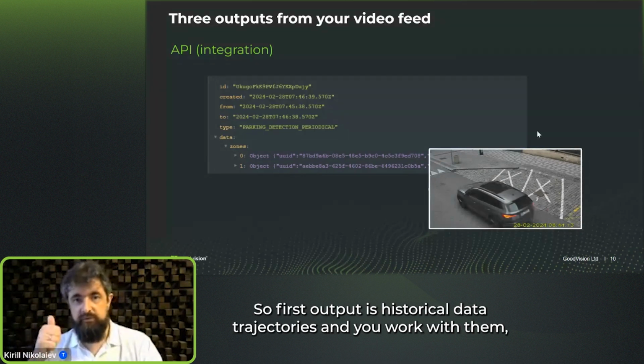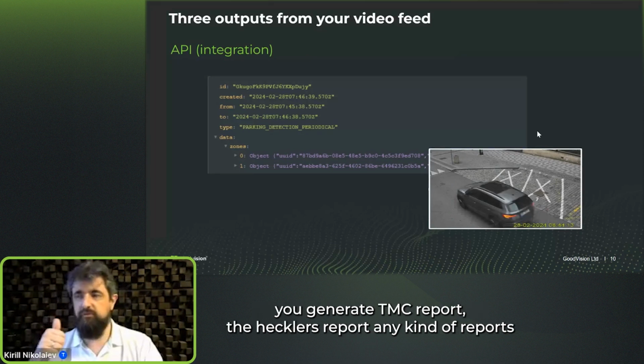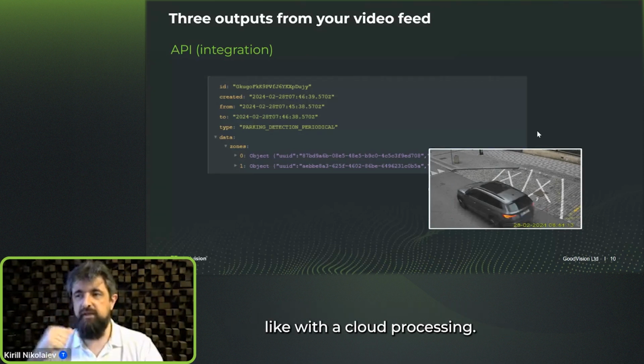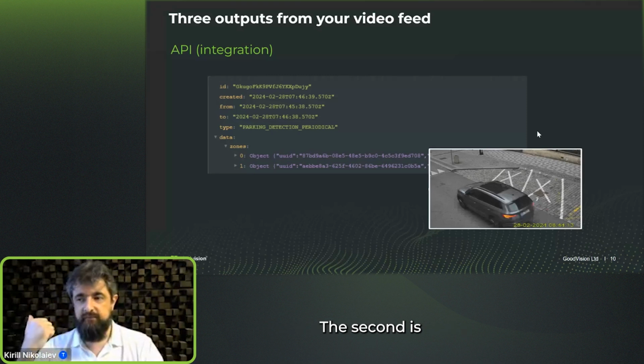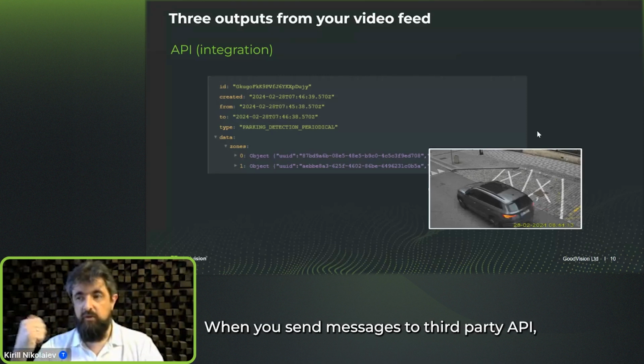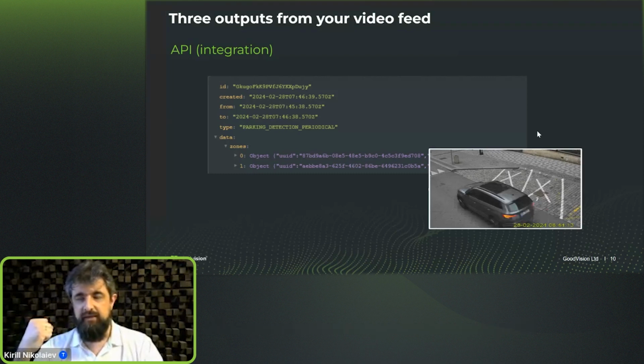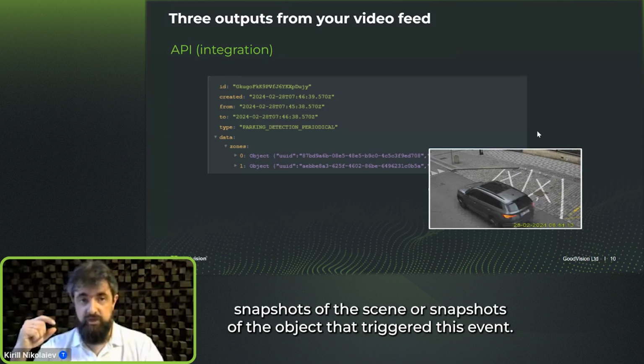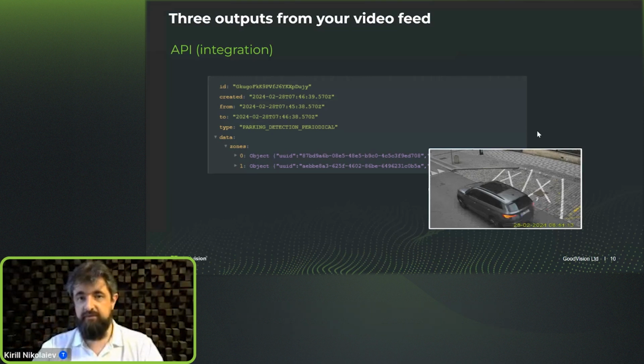So first output is historical data, trajectories, and you work with them. You generate TMC report, vehicle risk report, any kind of reports, like with a cloud processing. The second is integration, when you send messages to third-party API, and messages can contain not only data but also images, snapshots of the scene or snapshots of the object that triggered this event.